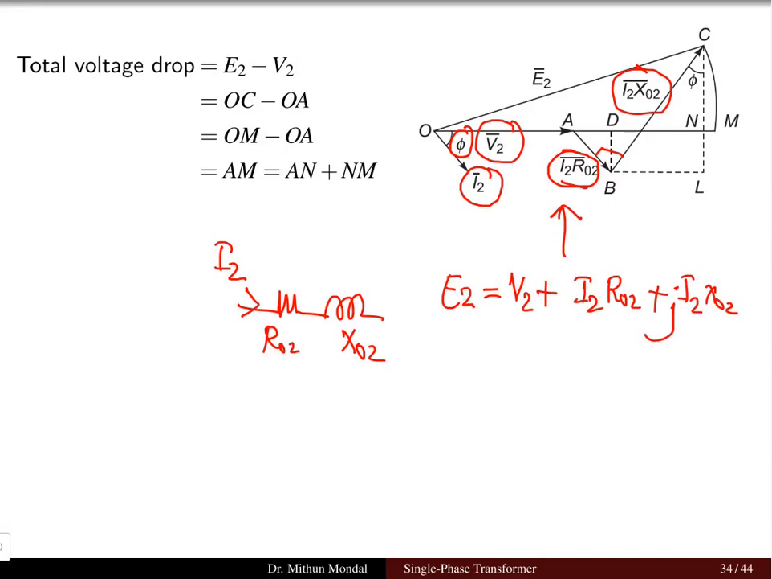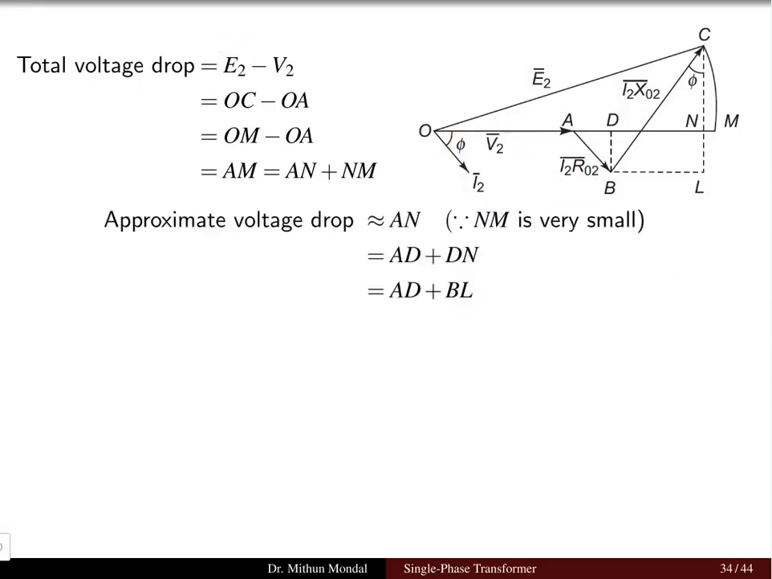So here we can see all our vectors. We have the vector representation. Here we have the J quantity, which represents the 90 degree. Hence we will be getting the induced EMF E2 as a summation of V2 plus I2 R02 and I2 X02. Now if we need to calculate the total voltage drop, that is E2 minus V2, we have to resolve this phasor quantity. Let us see how to resolve it.